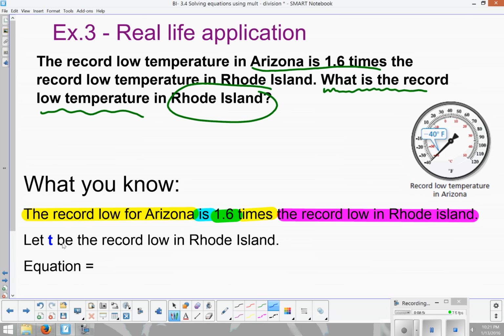So we can let T be the record low in Rhode Island. So the equation could be, let's see, the record low in Arizona. Do you know the record low? The record low in Arizona is going to be, we don't know. Do we know that? Let me just take a look really quick. Do we know that record low?